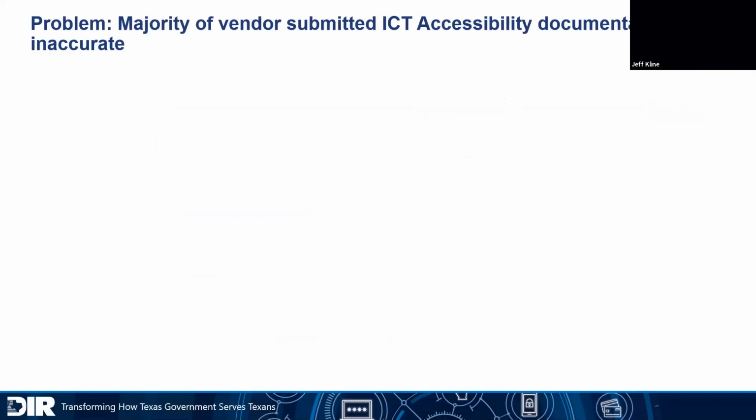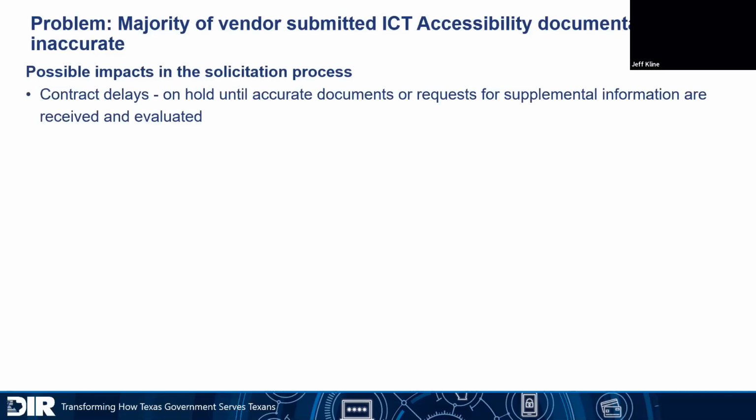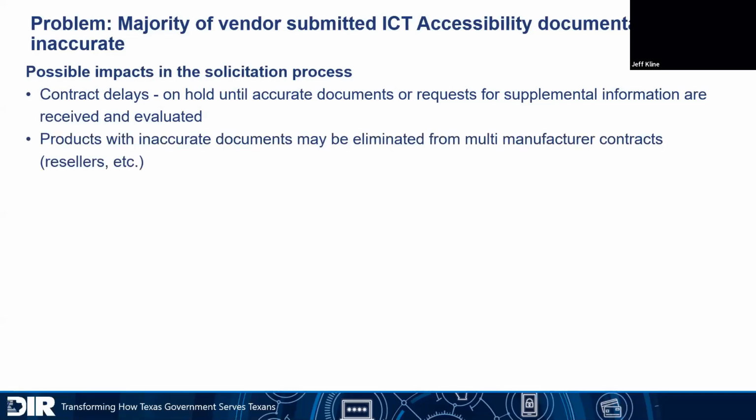So when we talk about bad documentation that we get from vendors in a lot of different ways, there's a lot of impacts that can cause. And when you're trying to procure products, it can cause contract delays. A lot of times those contracts could be on hold until accurate documents or requests for supplemental information are received or evaluated. The products with inaccurate documents could actually be eliminated from multi-manufacturer contracts. So, you know, this is kind of a dilemma that a lot of resellers have to deal with.